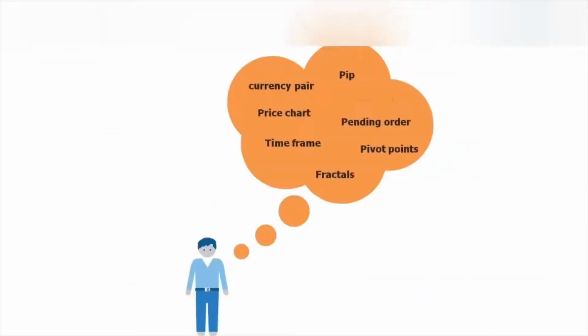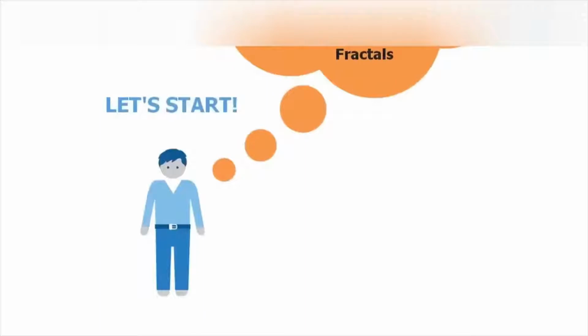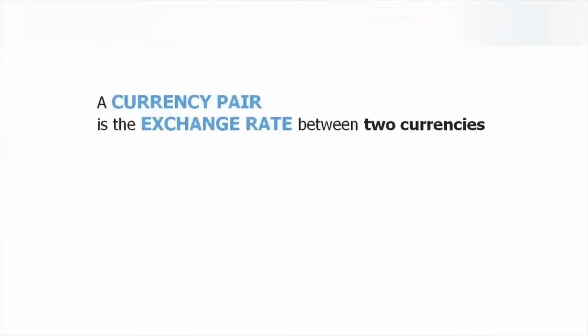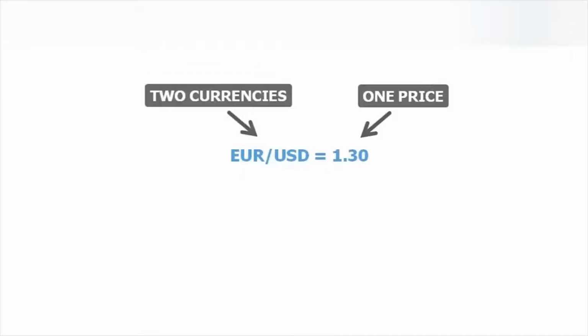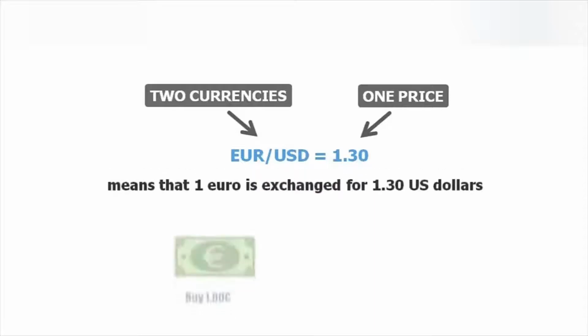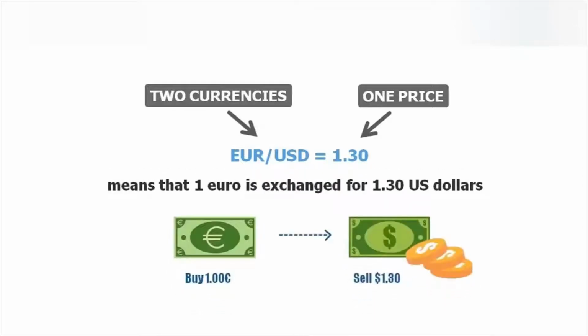In order to get started with the beginner strategy, there are a few terms that you should know. Ready? Let's start. A currency pair is the exchange rate between two currencies. A currency pair is referred to as one price. This price is the exchange rate between two currencies. So if the price of the euro-US dollar is, say, $1.30, then this means that 1 euro is exchanged for 1 US dollar 30 cents.